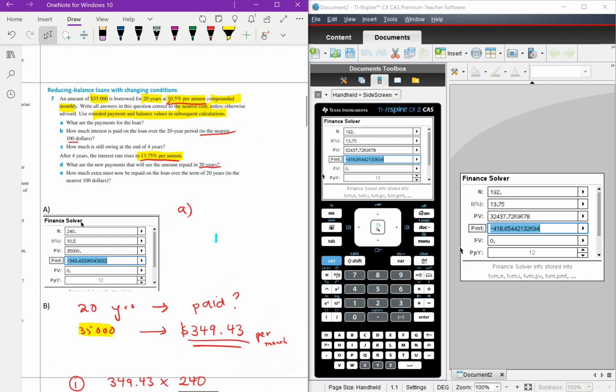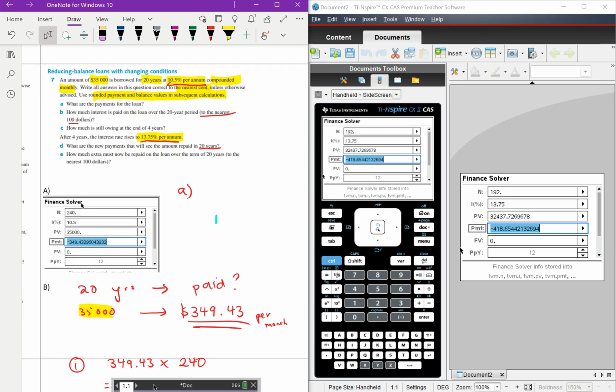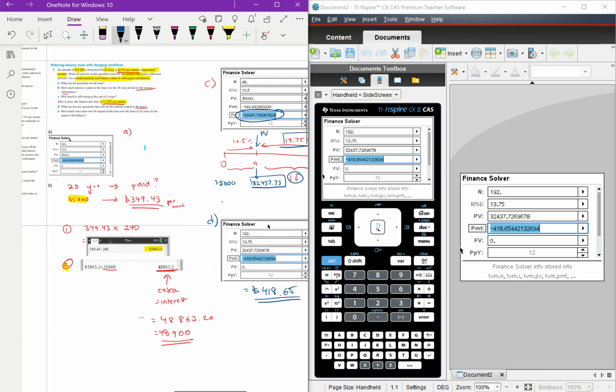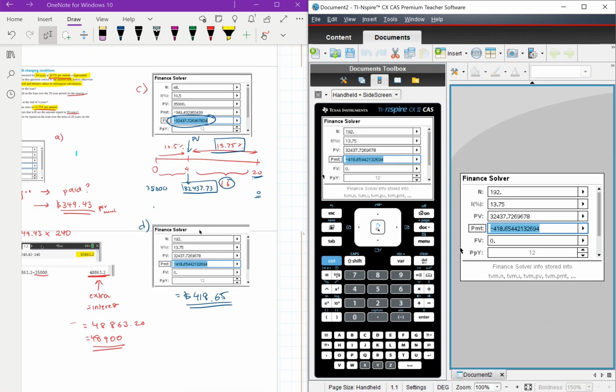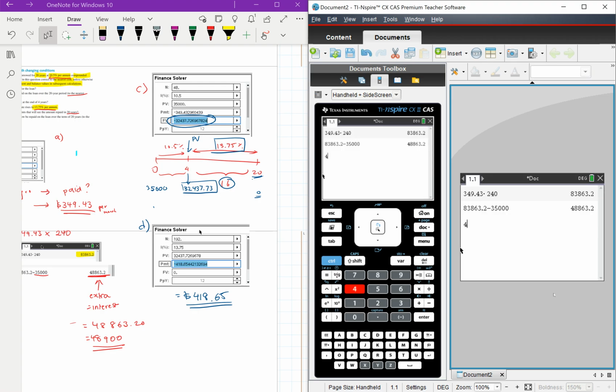And then E, how much extra must now be repaid on the loan over the term of 20 years to the nearest $100. So how much extra must now be repaid? You essentially just multiply 418.65 by the remaining number of years, and then you can compare to your original amount how much extra you would have needed to pay. So if we quickly did that on our CAS here, let's see, I'm just going to move this back, press escape, and then $418.65. You got another 16 years, but how many payments is that? So 418, that's per month. So times 16 years times 12 will give you the number of full payments. So you would have paid $80,380.8.